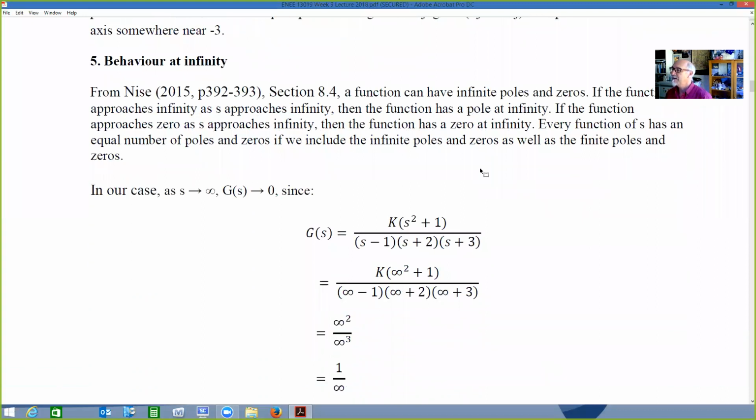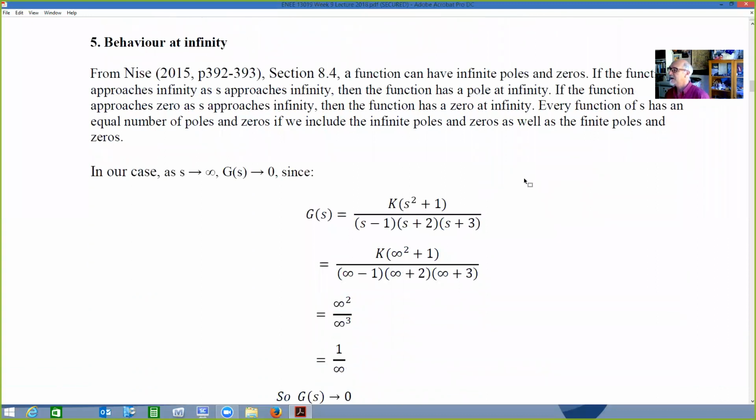Behavior at infinity. Well, again, ENEE13019 tells us that a function can have infinite poles and zeros. If the function approaches infinity as s approaches infinity, then the function has a pole at infinity. If the function approaches 0 as s approaches infinity, then the function has a zero at infinity. Every function of s has an equal number of poles and zeros if we include the infinite poles and zeros as well as the finite poles and zeros.